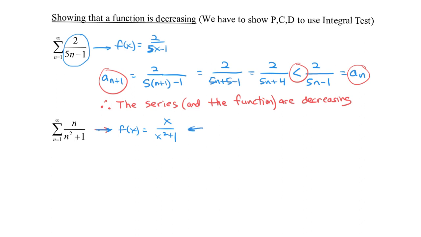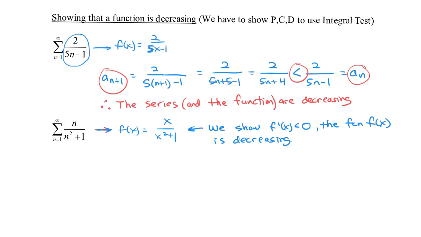So here we need to show that f prime of x, the derivative, is less than 0. Because where the derivative is less than 0, remember that what that means is that the function f of x is decreasing. So we just have to find out where that is. Where is it? At what point will this derivative be negative? So we go ahead and we take the derivative.